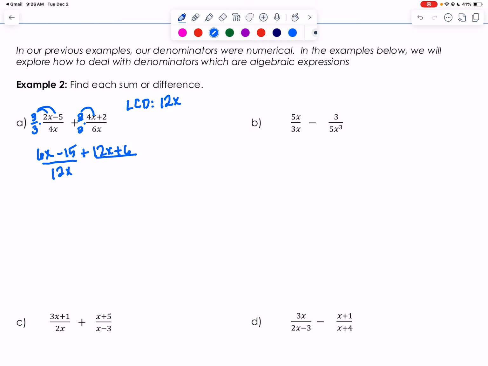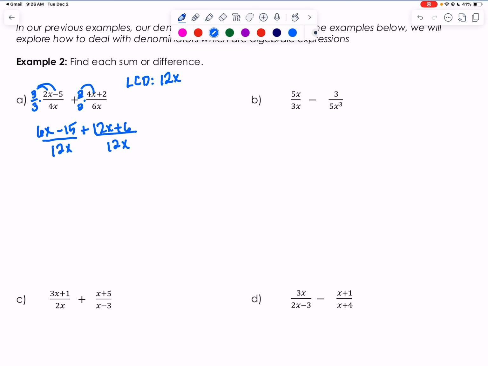12x over 12x. All right, now, because this is addition, I can just combine like terms. So 6x plus 12x would give me 18x. Negative 15 plus 6 would give me negative 9, all over 12x. Now, I'm looking for a common factor here. I believe they'll all divide by 3. So this would give me 6x minus 3 over 4x.